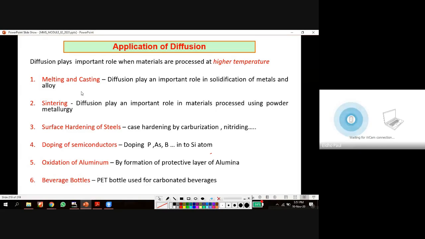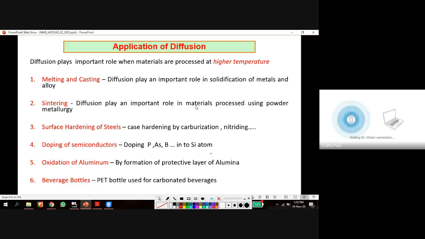Doping of semiconductors: we already discussed the doping process. We can introduce P and N type material into the original silicon or germanium atoms by the doping process, where we use diffusion. Oxidation of aluminum forms a protective layer of aluminum oxide. There we can reduce different corrosion problems in materials. And in beverage bottles, PET bottles used for carbonated beverages, diffusion also plays an important role. So these are the applications of the diffusion process.